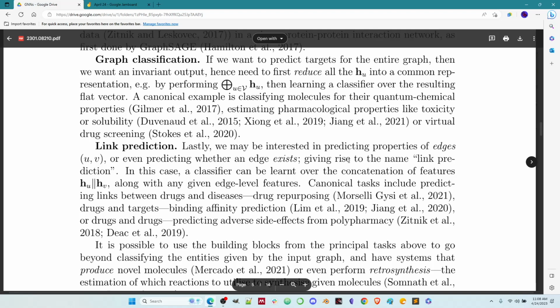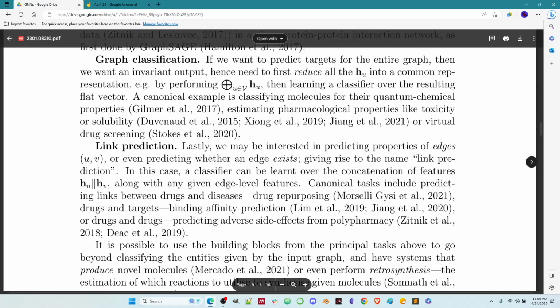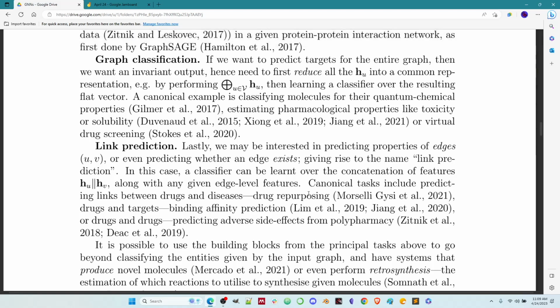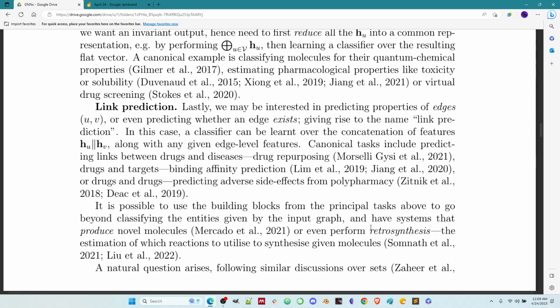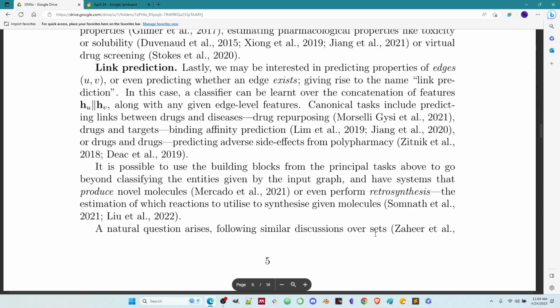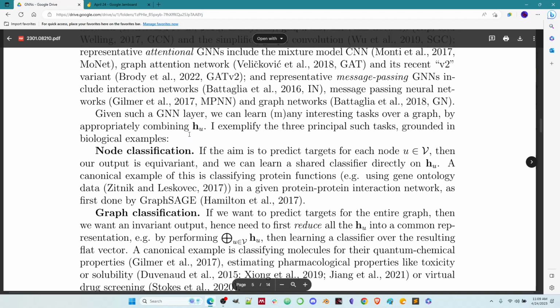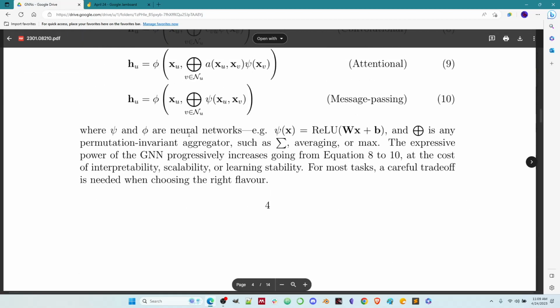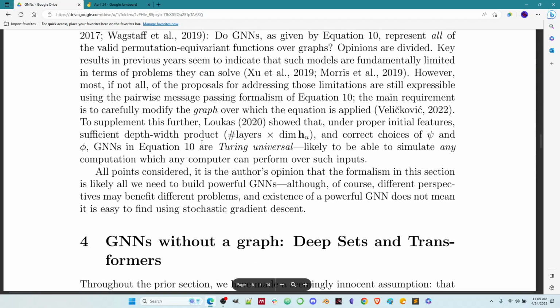In this case, a classifier can be learned over the concatenation of features along with any given edge level features. So this is like predicting the links between drugs and diseases for drug repurposing, predicting drugs and targets for binding affinity prediction, and predicting adverse side effects from polypharmacy. So you can use all of these different things as building blocks to build a graph. You can use graph classification, link prediction, node classification, and other techniques to build a graph. You can build it from building blocks. You can build it from a real data set.